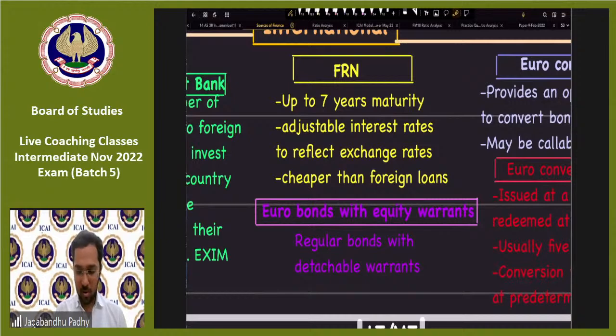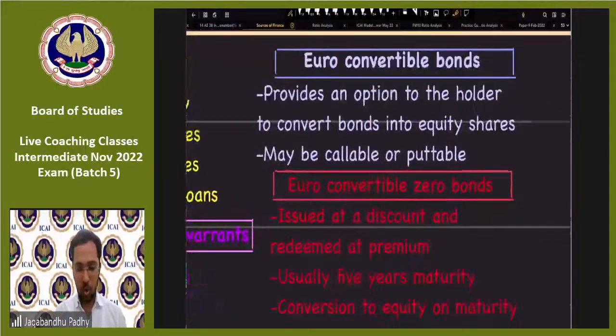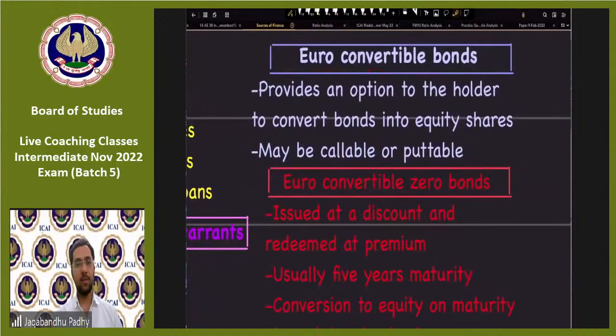Okay. Then euro convertible bonds. Euro convertible bonds. These are again international sources of debt. Now, when you say convertible, what do you understand by this term convertible? Tell me, guys. What do you mean by convertible? Any idea? You might have heard about convertible preference shares, convertible debentures, right? What sense does it make to you when I say convertible? Any idea? Convertible debentures or convertible bonds?